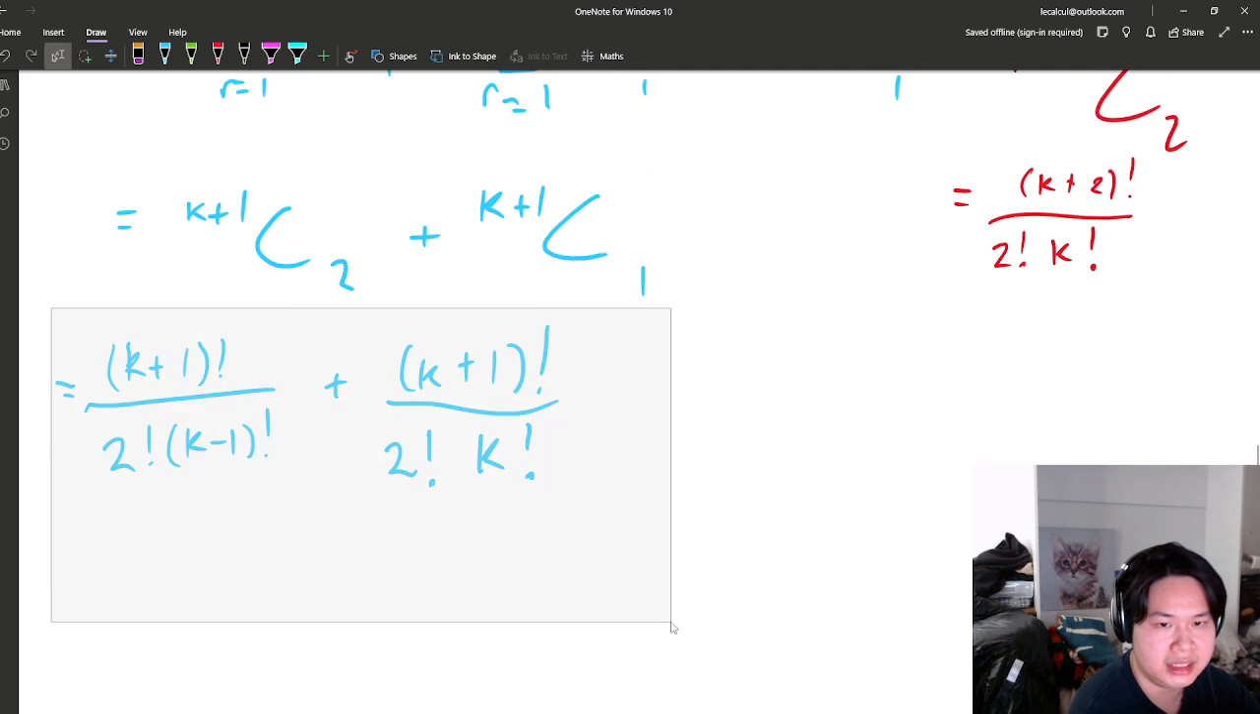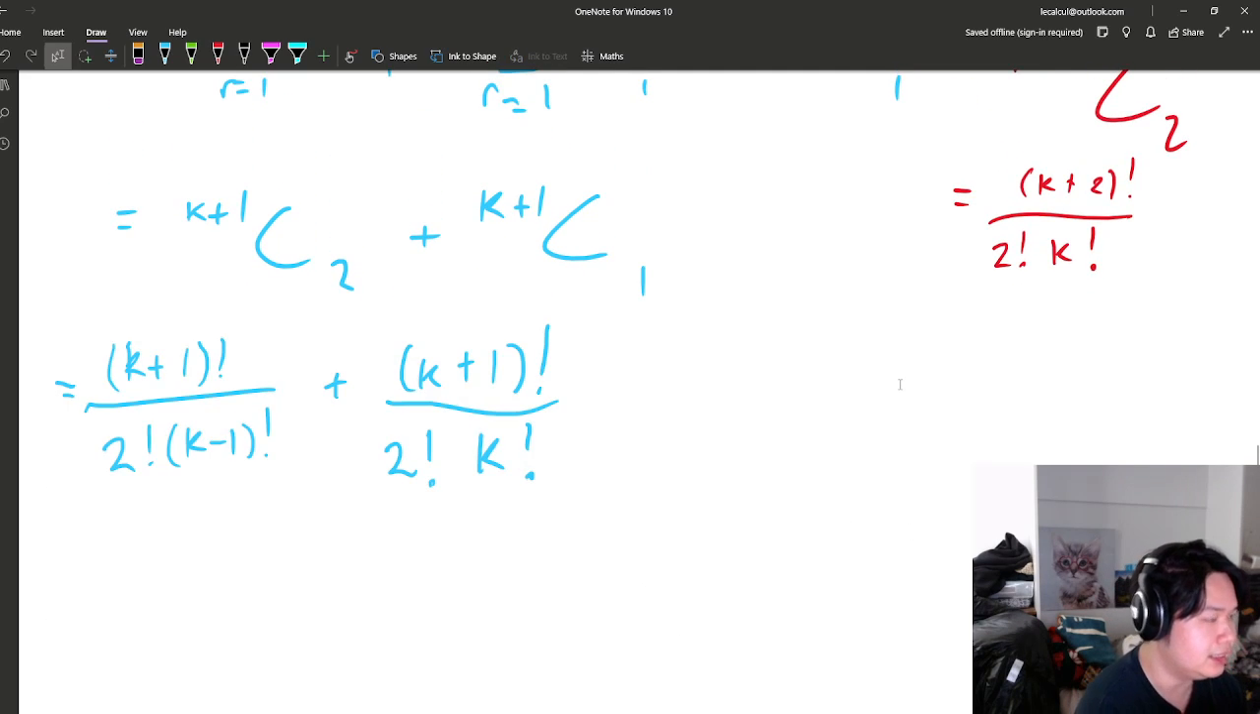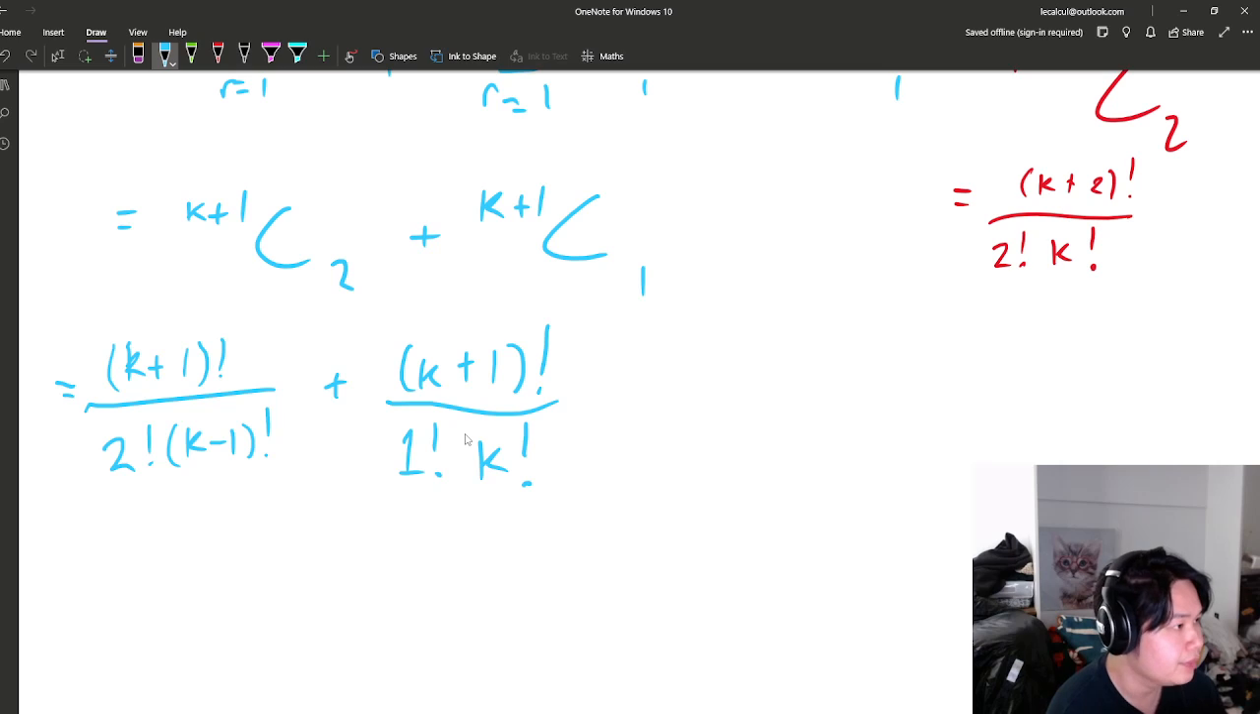Okay, so we need to add these together. So they need a common denominator. Oh wait, hold on. I think I messed up this one. There you go. They need a common denominator. So first thing is, okay, this needs a 2. And this needs a k.